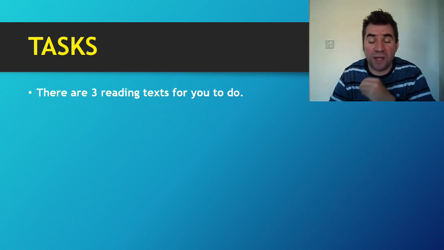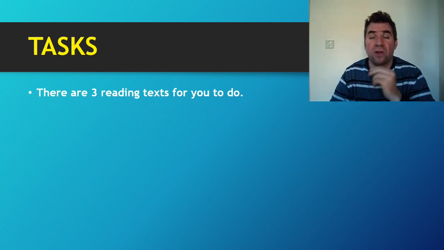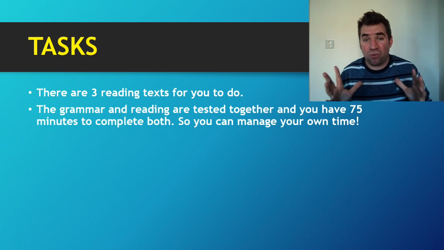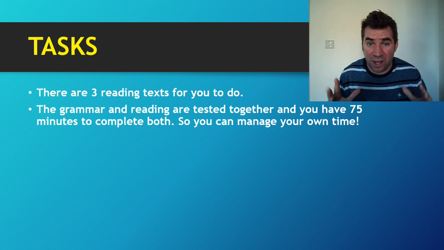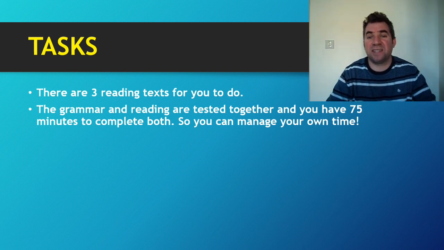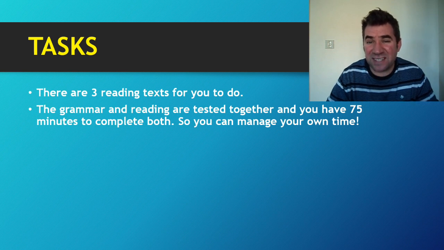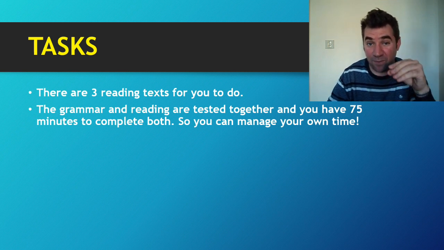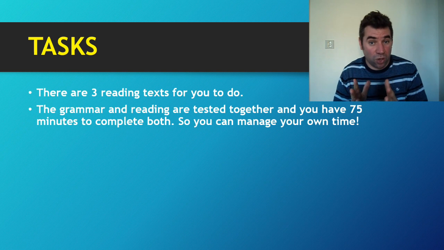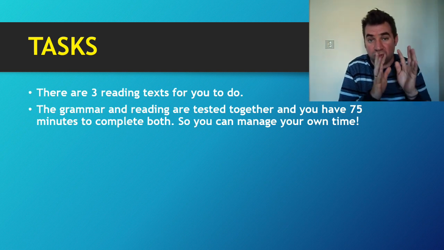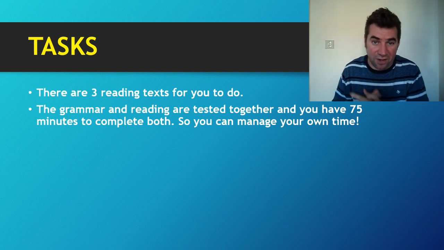First of all, in the FCE exam there are 3 reading texts for you to do. Recently, a couple of years ago anyway, they put the grammar and the reading together. So you are tested together and you have 75 minutes to do both of these. You do have to manage your time very carefully. You can't spend too long on the reading and then leave no time for the grammar, or too long on the grammar and not enough time for the reading.